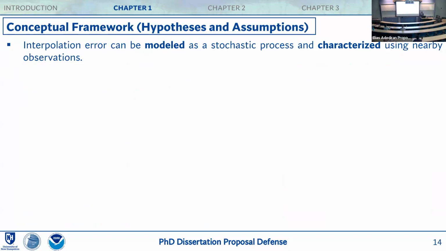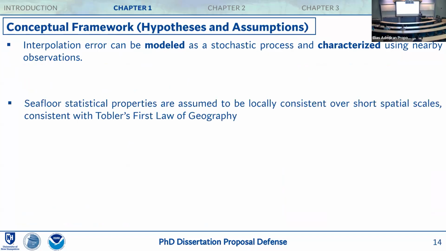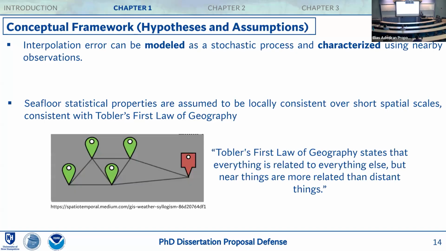And the conceptual framework of this chapter is really based on these ideas. One is that interpolation error can be modeled as a stochastic process and can also be characterized using nearby observations. We are also assuming that seafloor statistical properties are locally consistent over short spatial scales, which is consistent with Tobler's first law of geography. And that law states that everything is related to everything else, but near things are more related than distant things.